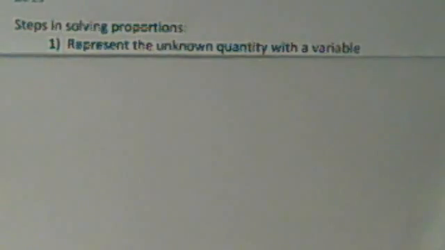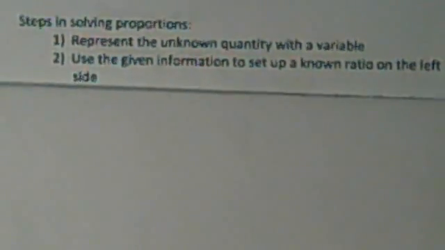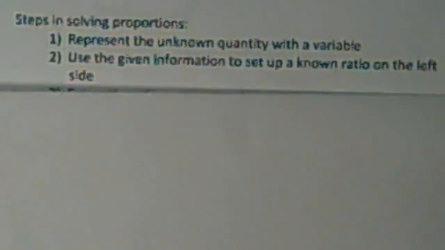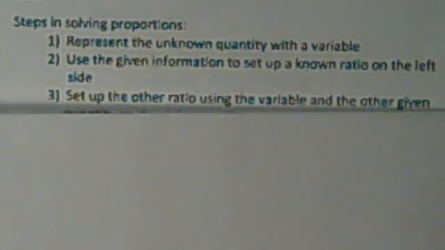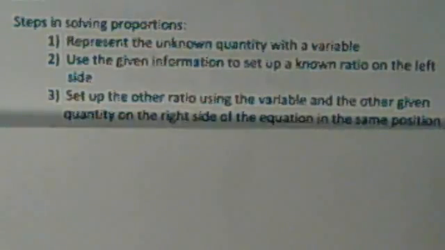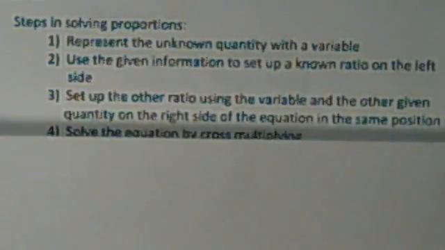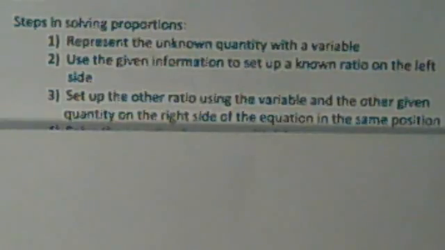The first step, as is always going to be the case with any application problem, is you want to represent the unknown quantity with a variable. The second step is using the given information you have, set up a known ratio on the left side of your equation. Third, set up the other ratio using the variable and the other given quantity on the right side of the equation in the same position. And we'll take a look at that more carefully as we do the example.